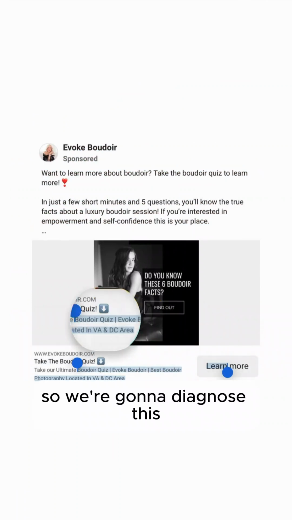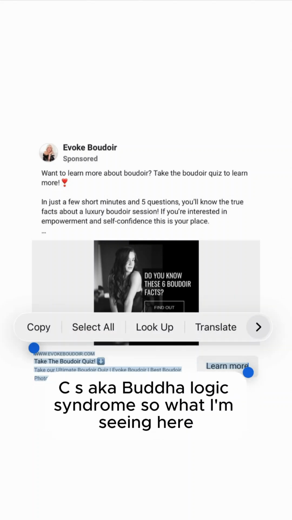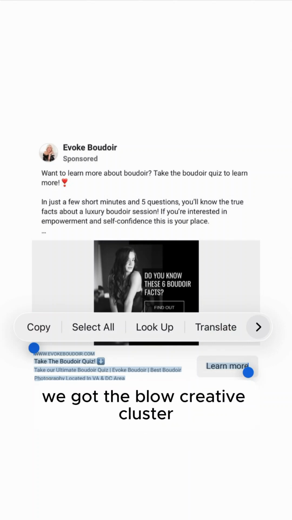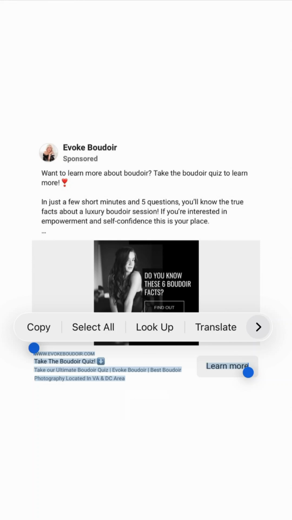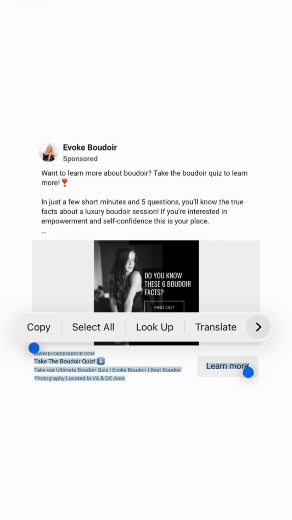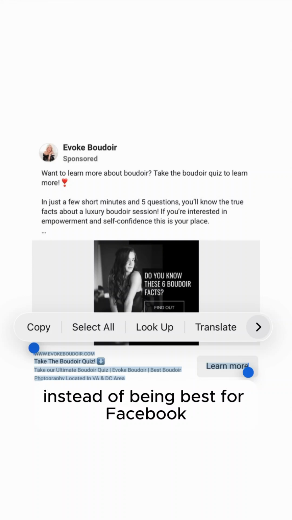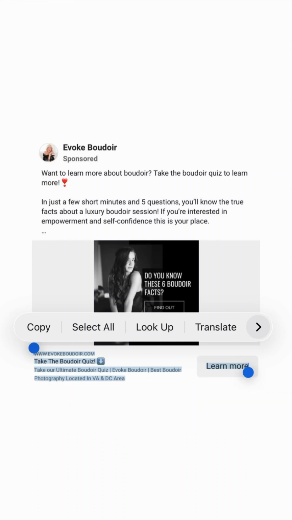So we're gonna diagnose this, see if we believe it has BLCS, aka Boudoir low click syndrome. So what I'm seeing here, we got the below creative cluster. The below creative cluster mistake: the false belief that causes us to make this mistake is that we believe that what Facebook says we should fill out for our ads is what we actually should fill out, and it's best for us instead of being best for Facebook. Consequences of this, though, way more women scrolling by our Boudoir Facebook ads than necessary.